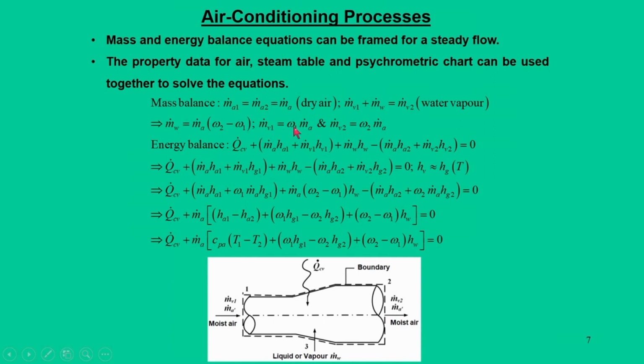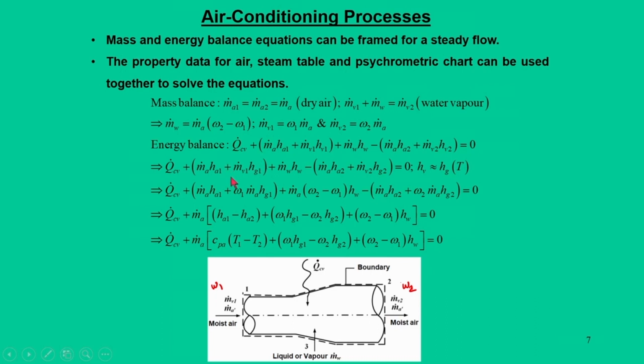So, through this humidity ratio omega, we can correlate the relation between the mass of water vapor and the mass of dry air. Likewise, we can frame a mass balance equation. The amount of mass which is getting added into the system is equal to m dot A into omega 2 minus omega 1. Omega 2 and omega 1 are nothing but the humidity ratio at the exit and at the inlet. So, at the inlet it is omega 1 and at the exit it is omega 2, and then we can also write down the energy balance equations.